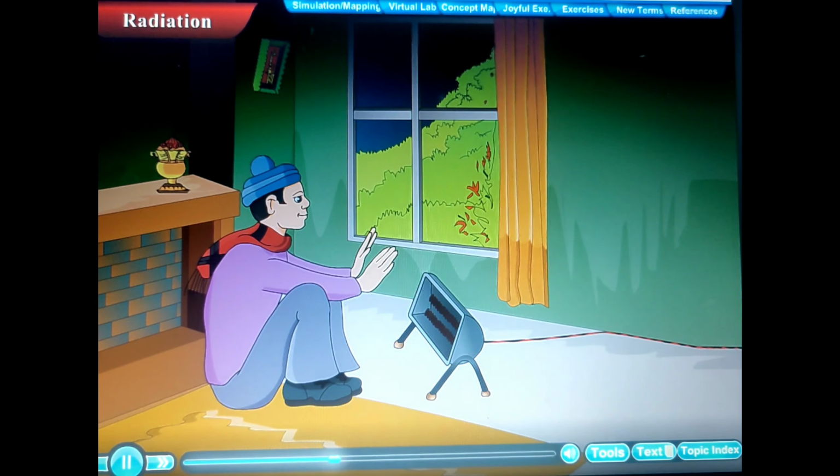If the heater is switched off, we immediately feel cold. This shows that the air around us remains cold. Thus, there must be a third process of transfer of heat in which the medium, air in this case, is not heated, and yet there is transfer of heat. This process is called radiation.